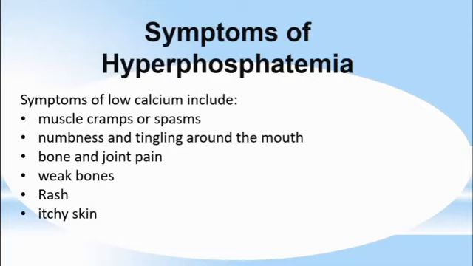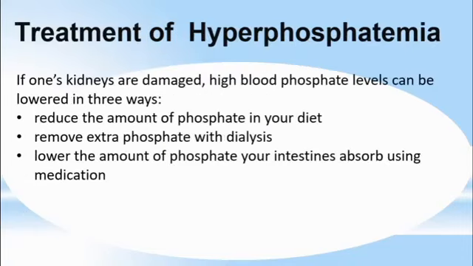Some symptoms of this condition include muscular cramps or spasms, numbness and tingling around the mouth, bone and joint pain, weak bones, rashes and itchy skin. It is also treatable. If one's kidneys are damaged, high blood phosphate level can be lowered in 3 ways.